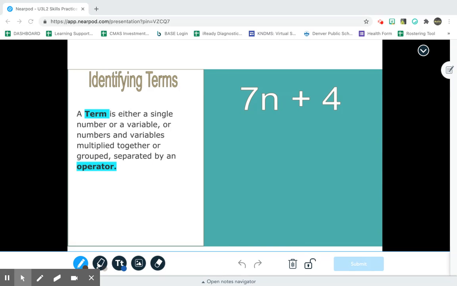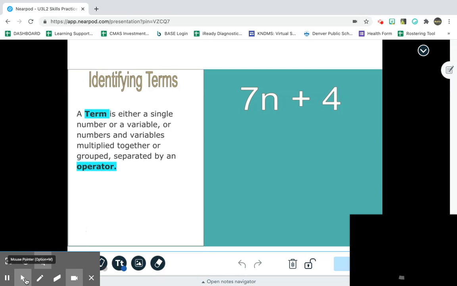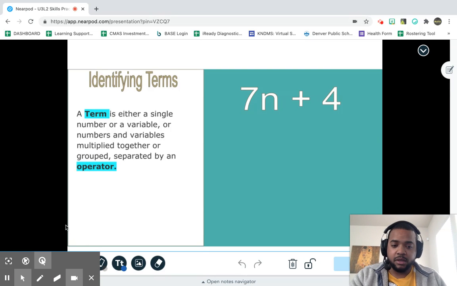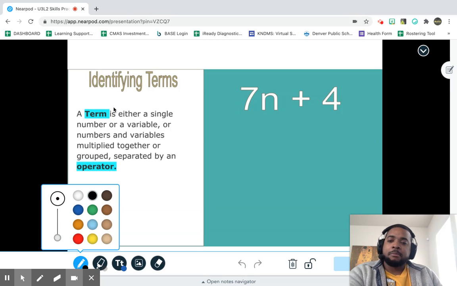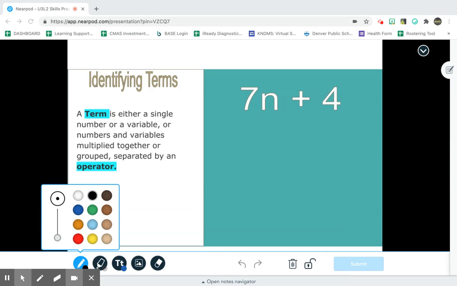So the first thing we need to be able to do is identify terms. Now, what is a term, right? I know there was some confusion before as to what a term could be. So we're going to spend most of this lesson really focusing on what a term is. So here you can see the definition. A term is either a single number or a variable or numbers and variables multiplied together or grouped, separated by an operator. Well, then that brings the next question. Well, what is an operator? Let's look at what that is.